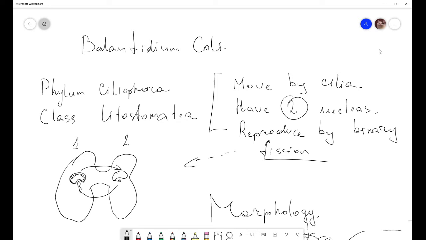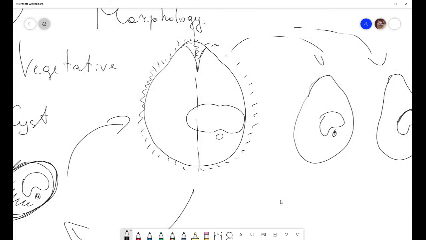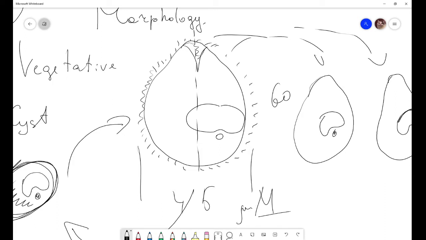What about morphology? This parasite has two forms. The first form is the vegetative form, and the second form is the cyst. The vegetative form, or trophozoite, has a size of 60 to 45 micrometers. This is a large parasite.